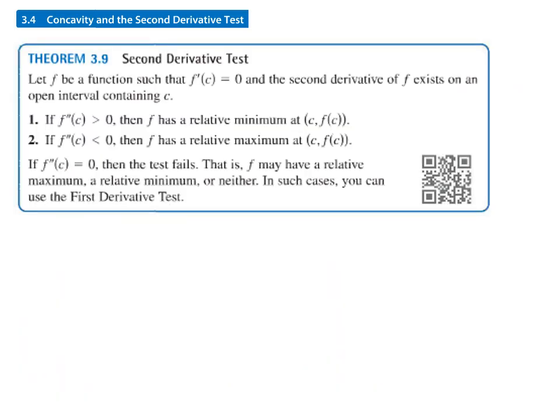So the second derivative lets us know if a point's a relative min or max by just plugging that critical value into the second derivative. If we plug it into the second derivative and it's positive, then it's a relative min. If we plug it in and it's negative, it's a relative max. If f double prime of c equals 0, the test fails. It doesn't tell us if it's a min or a max. It could be either or neither.